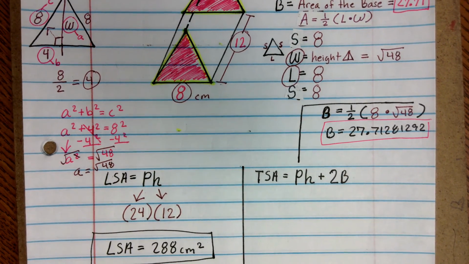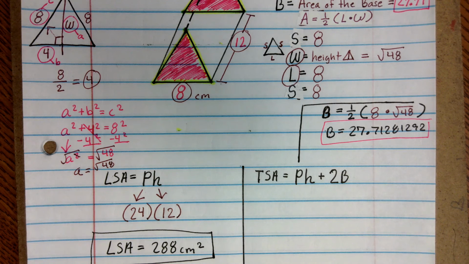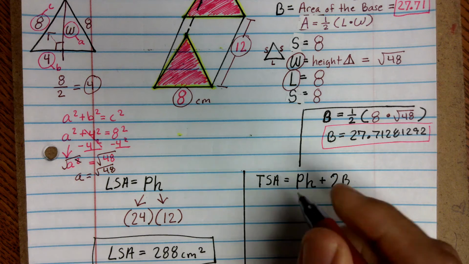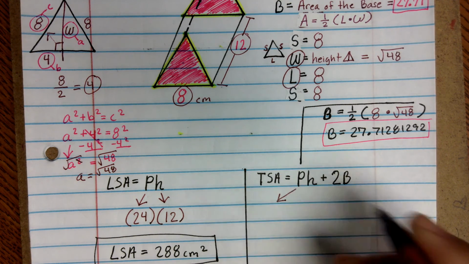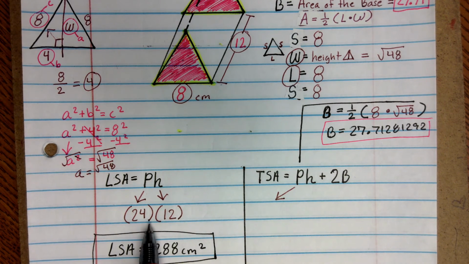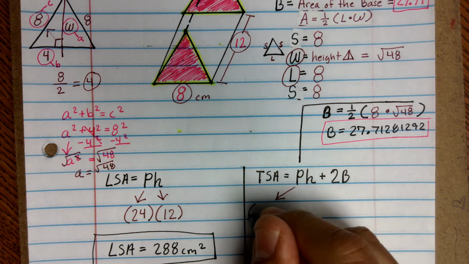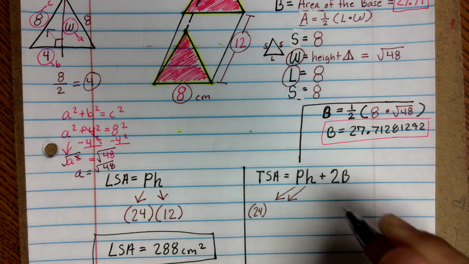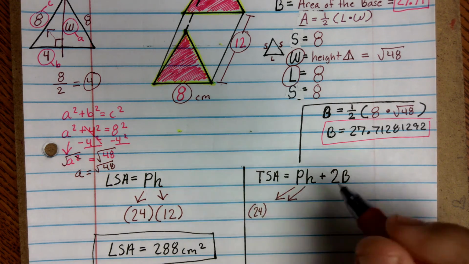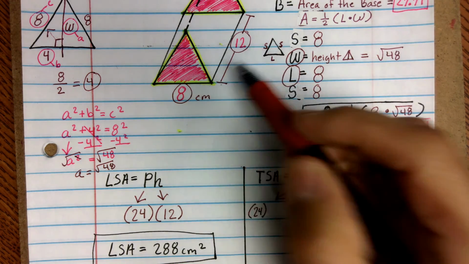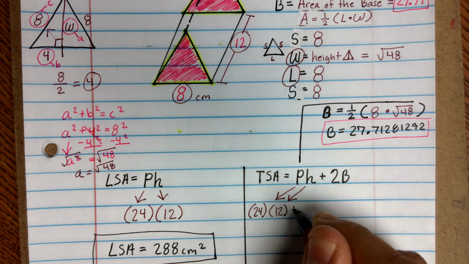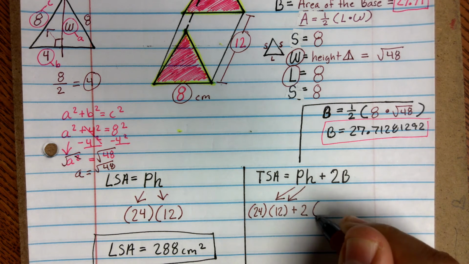So I'm going to move this up a little bit, and we're going to go ahead and start filling in what we know. So for instance, I'm going back over here to the perimeter. We know what the perimeter is. We had already used it over here on the left side. It's just simply 24. So I'm going to put that in there, 24. The height, we know what that is. It was 12. That was the distance between the two bases. So times 12 plus 2 times the area of the base, our big B.